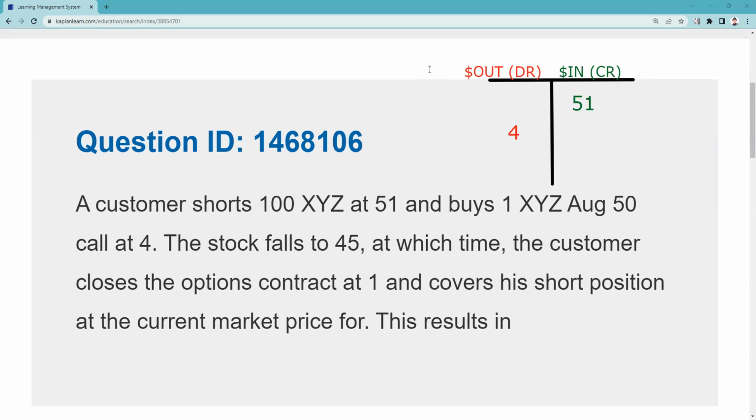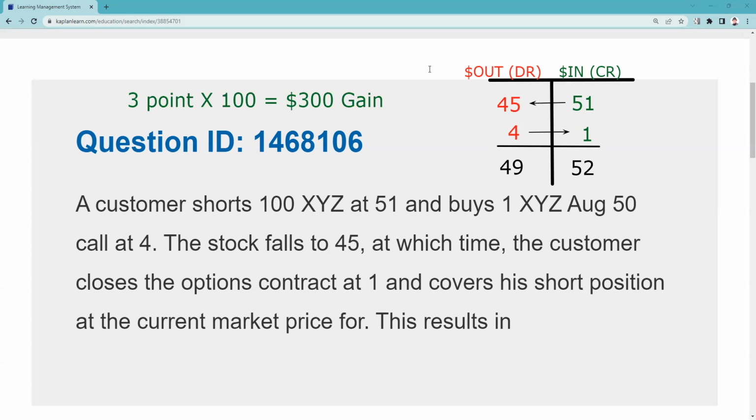The stock falls to 45, at which point we close the option contract. We bought the contract, so the way we get rid of it is selling the contract. So we sell the contract for 1. We cover our short position, we buy back the borrowed stock. We're trying to sell high and buy low, and that was a successful part of this operation because we sold it at 51 and we were able to buy it back at 45. Then we simply net those. Boom, 3 points on 100 shares. We have a $300 gain.